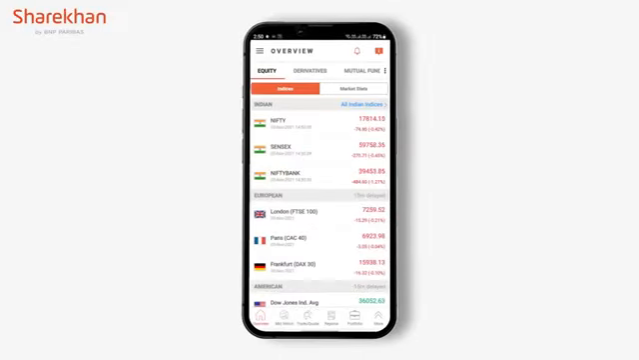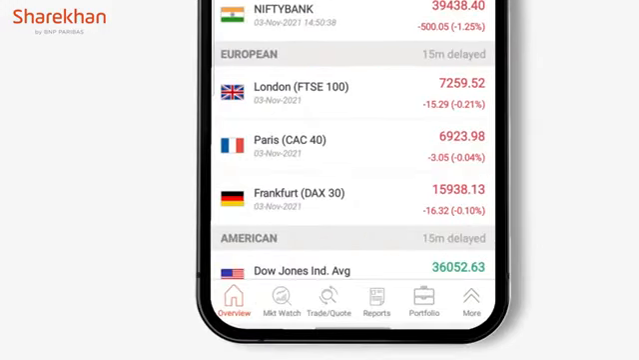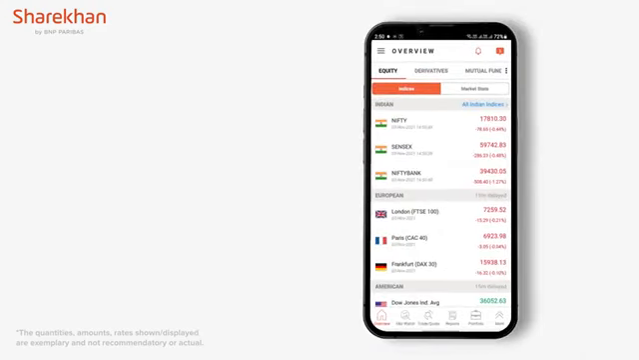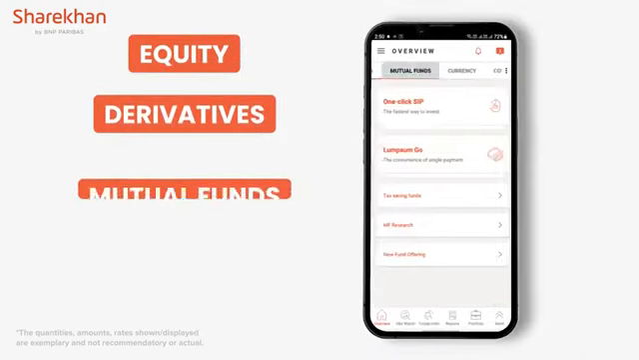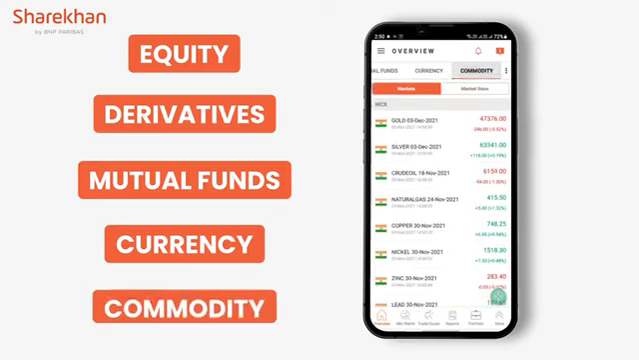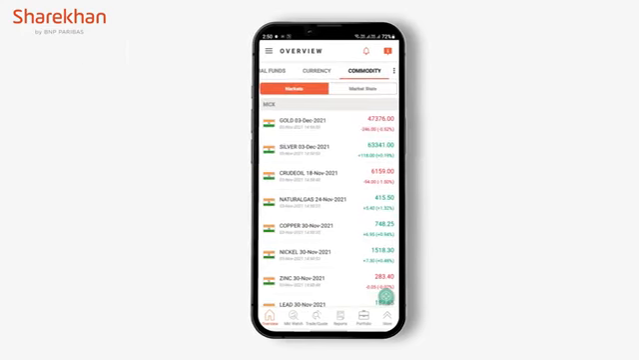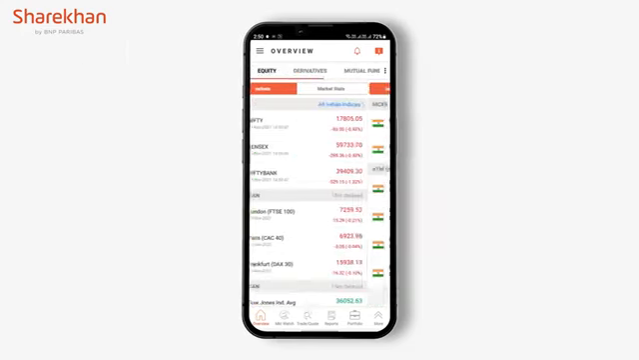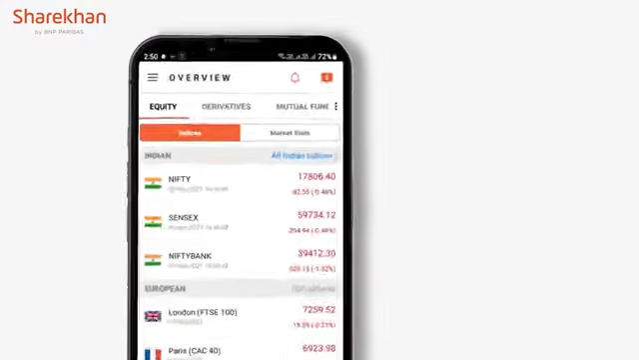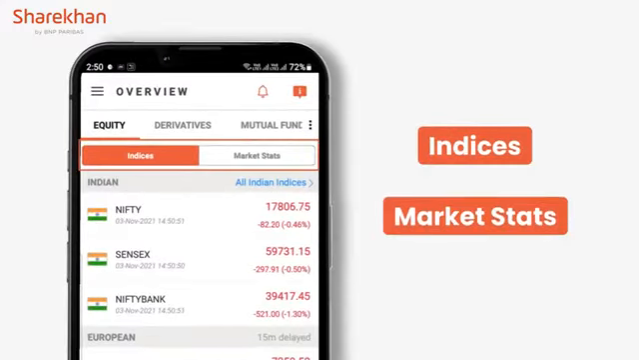To go to Market Overview, click on the Overview tab at the bottom of the app screen. Market Overview is available for all the major segments like equity, derivatives, mutual funds, currencies, and commodities. Market Overview for equities is divided into two sections, Indices and Market Stats.